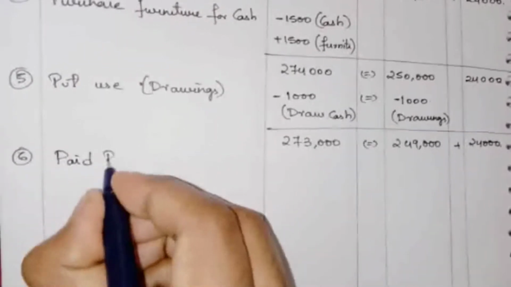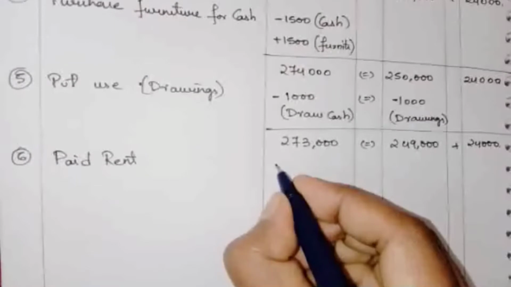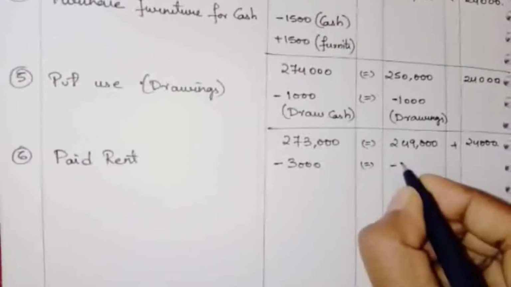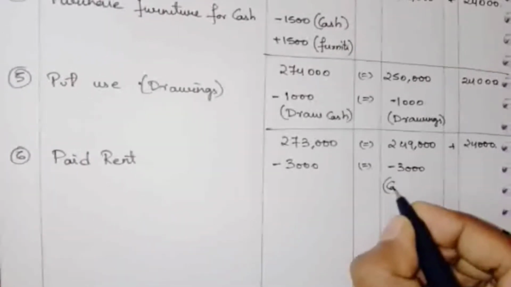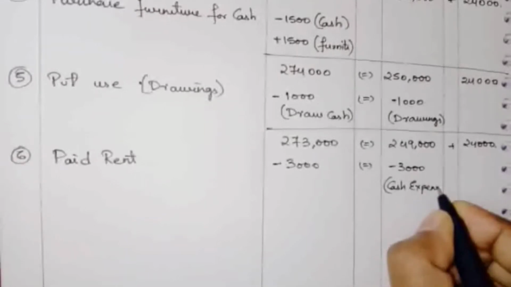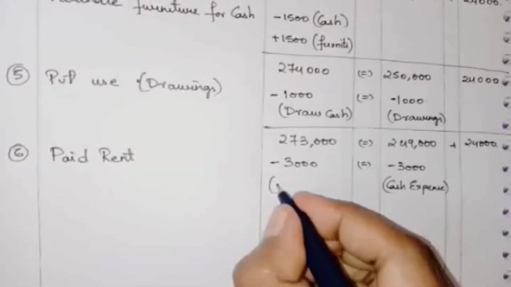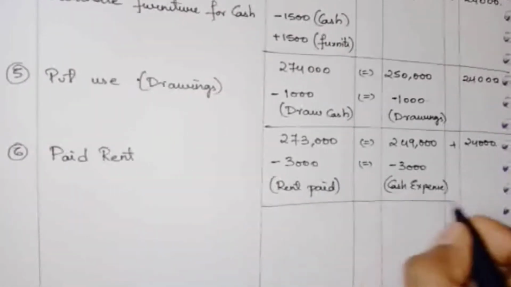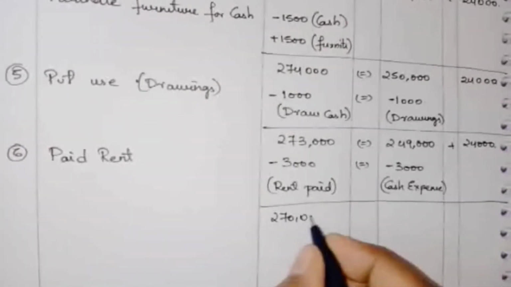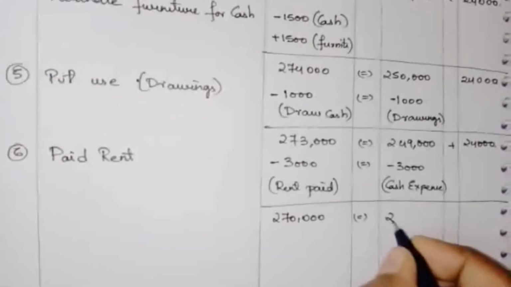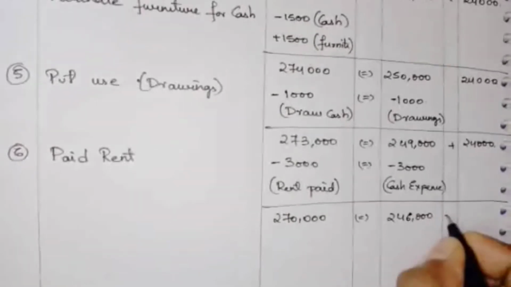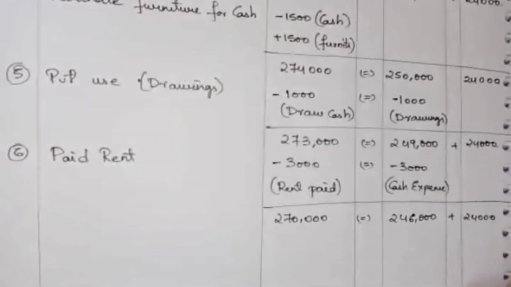So the next one is paid rent. It is a cash expense. He paid rent 3,000. So cash we are paying 3,000, deduct from the assets. It is a cash expense, therefore we deduct it from the capital head, since it is an expenditure to the business. It is rent paid. Then total comes to 2,70,000 equal to 2,46,000 and 24,000 total.